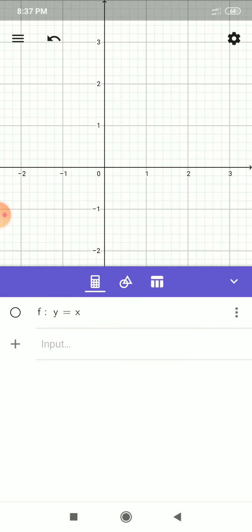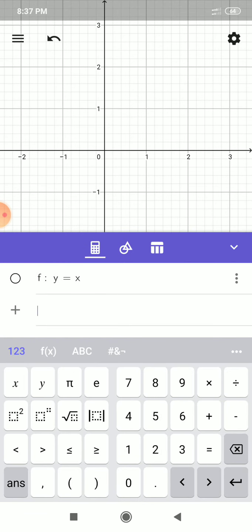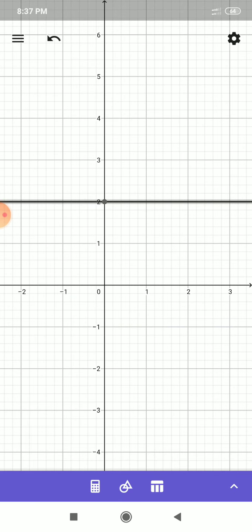The second function we are going to deal with is the constant function. The constant function is also defined from the set of real numbers to the set of real numbers, and is defined as y is equal to c. c can be any constant value. If I am taking, for example, y is equal to 2, can you identify the graph y equal to 2? It passes through the point 2 on the y-axis and is parallel to the x-axis.